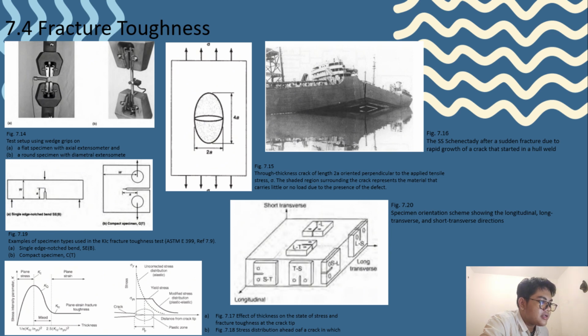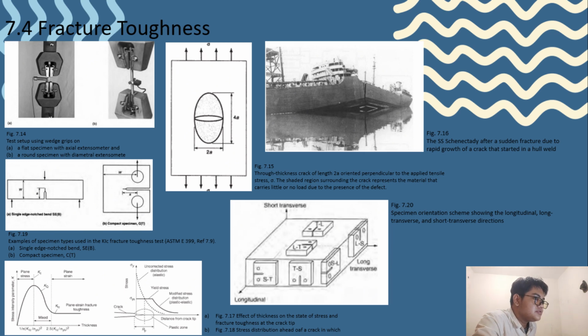oriented perpendicular to the applied tension stress. The shaded regions surrounding the crack represent the material that carries little or no load due to the presence of the defect. In figure 7.16 we can see the SS Schenectady after a sudden fracture due to rapid growth of a crack that started in a hatch corner. The ship is cracked.